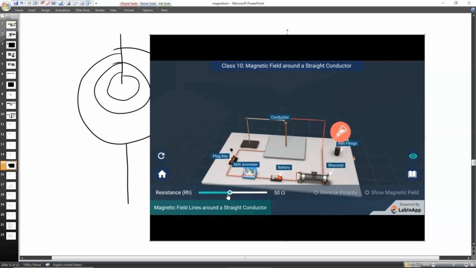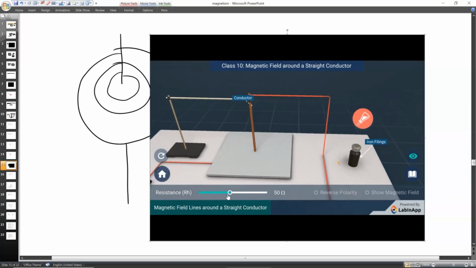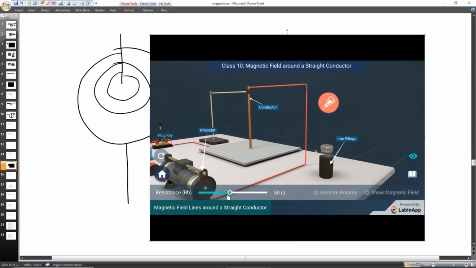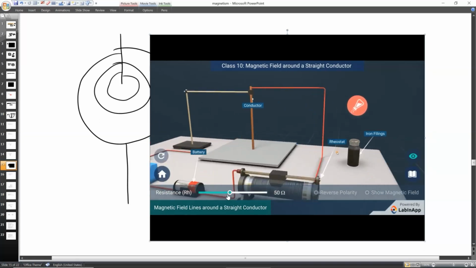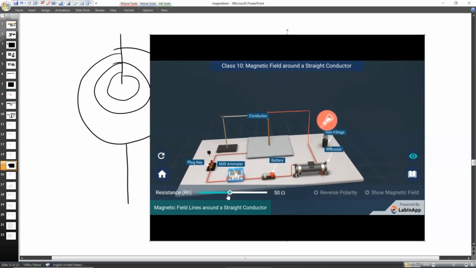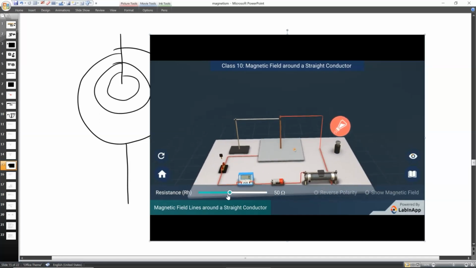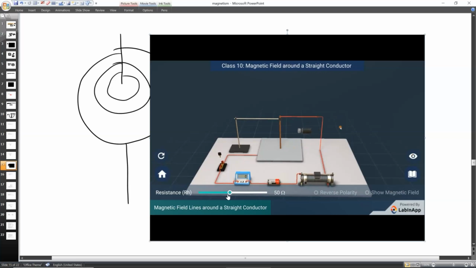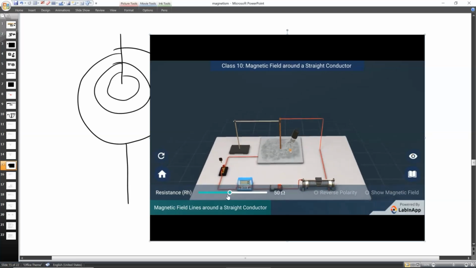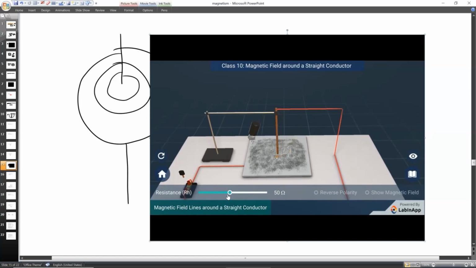And iron filings in a sprinkler. We are going to have iron filings in this one, and we are just going to sprinkle the iron filings around the conductor. This is the current carrying conductor, and when we sprinkle the iron filings over it, we will find that some patterns are formed here.